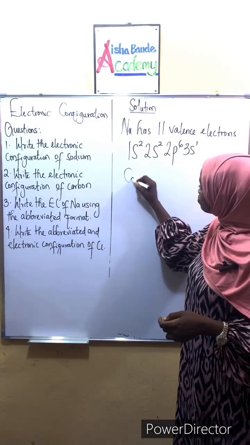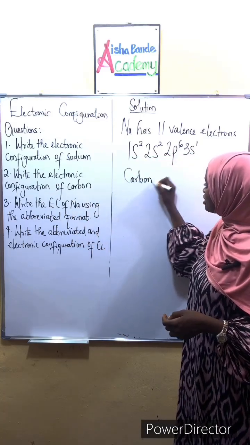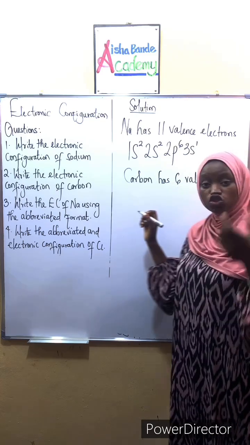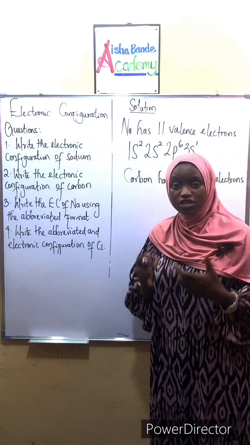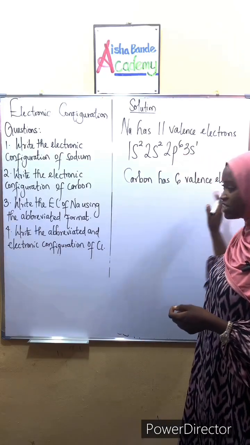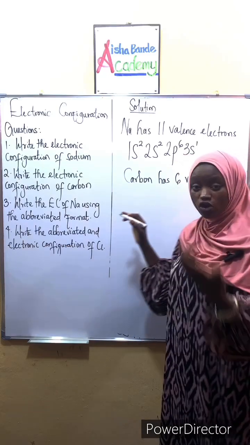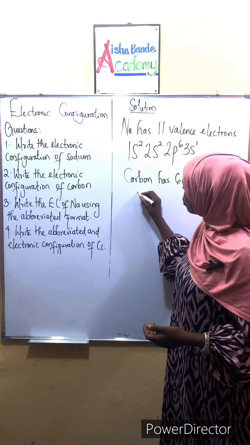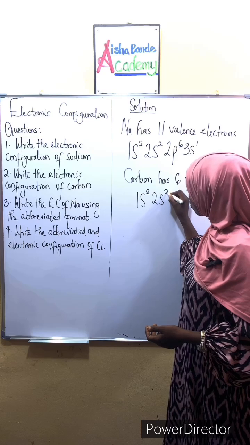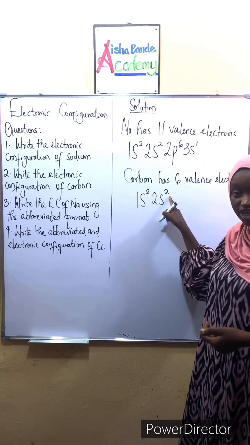So for carbon, we know that carbon has 6 valence electrons. So for you to know this valence electron, you have to get yourself familiarized with the periodic table, okay? So carbon having 6 valence electrons, writing its electronic configuration is going to be 1s2, 2s2. As you can see, 2 plus 2 here is 4, right?